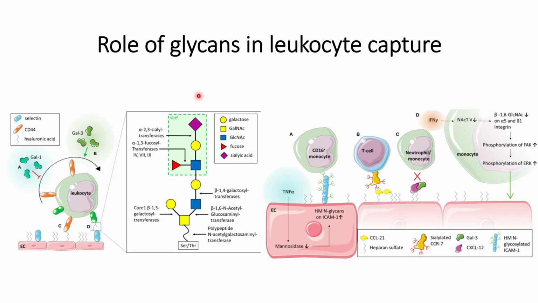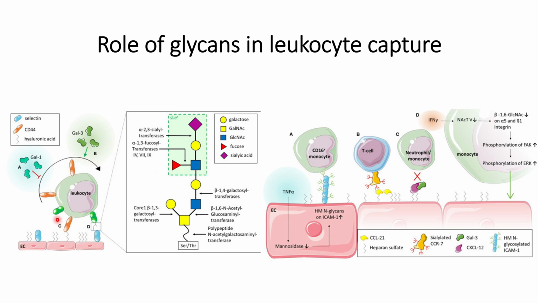In this video, we will discuss the role of glycans in leukocyte capture. Leukocytes are the white blood cells, and they have an important role during the immune response. So we will understand how these leukocytes get attached to the endothelial cells, what the ways are, and what changes in glycosylation might affect this leukocyte capture.